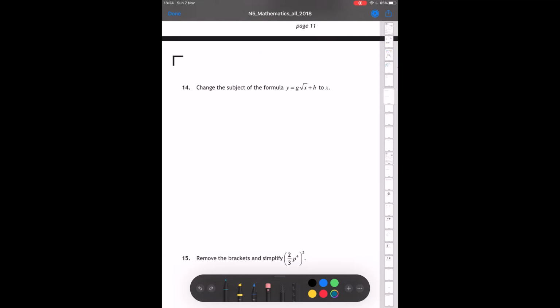Change the subject. So we need to change the subject of this to x. Now, first step, I'm going to write this with x on the left-hand side, because I want my x to end up on the left-hand side, and it should make it easier if I do that step first. And these two are interchangeable, they're equivalent. So that's all good. So that's step 1.